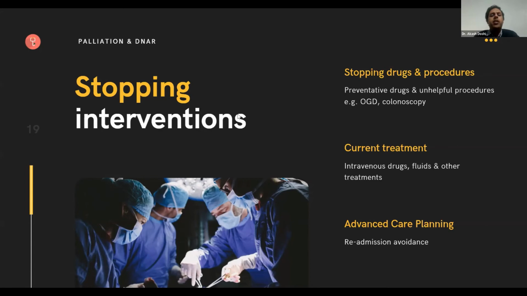We need to think about their current treatment and think about what's appropriate. This can be very challenging. Intravenous drugs, for example, antibiotics, do we continue giving them or do we stop them? When do we stop them?